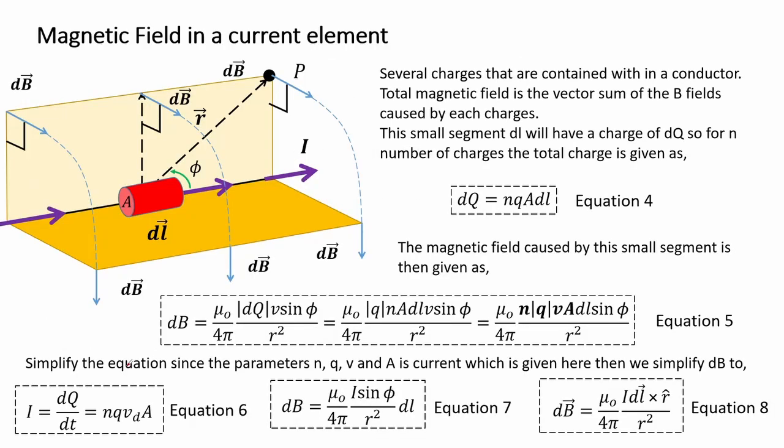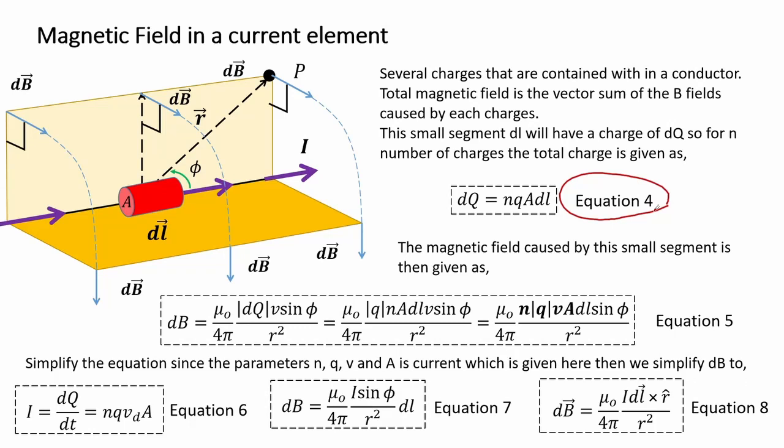In this case we consider several charges that are contained within a conductor. Then the total magnetic field caused by these moving charges is the vector sum of the fields caused by each charge. This small segment dl will have a charge of dq, so for n number of charges the total charge is given as equation 4. The moving charges in this segment are simplified as dq traveling with velocity v. Note that A here refers to the cross-sectional area of the conducting material.